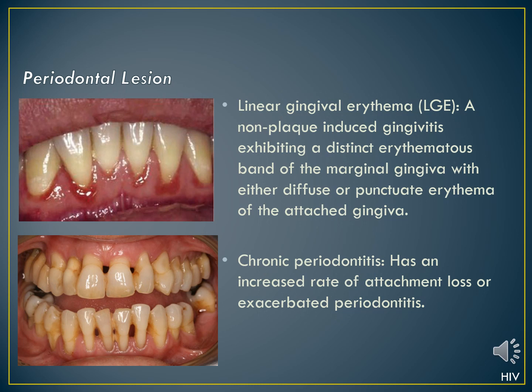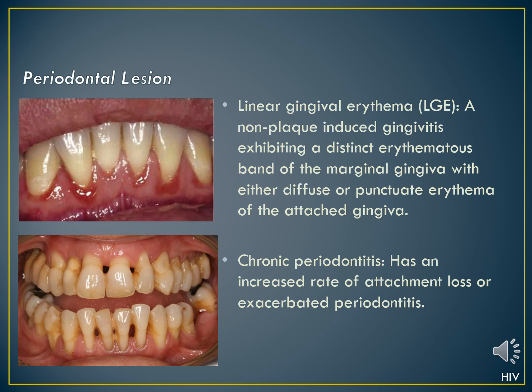Next, we move on to the periodontal lesions of HIV. So the first one is linear gingival erythema, which is also known as LGE. It's a non-plaque induced gingivitis exhibiting a distinct erythematous band of the marginal gingiva with either diffuse or punctate erythema of the attached gingiva.